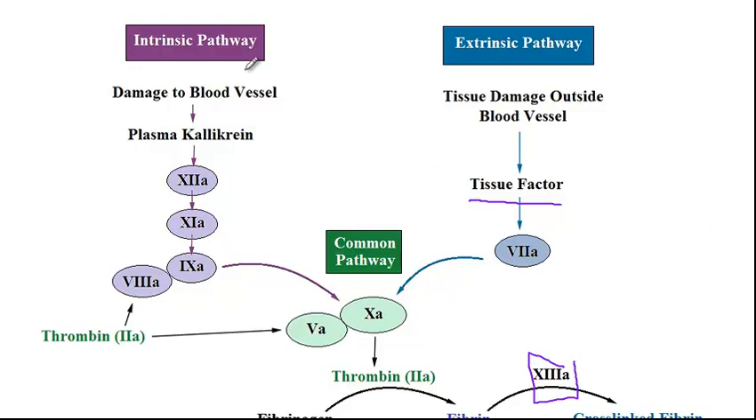The second mechanism is via the intrinsic pathway, where there is damage inside the blood vessels that releases kallikrein, which causes activation of factor 12, factor 11, factor 9, and then with the help of factor 8, these will activate factor 10, and then factor 10, with the help of factor 5, will activate thrombin. Thrombin will activate fibrin, which will form a fibrin mesh.